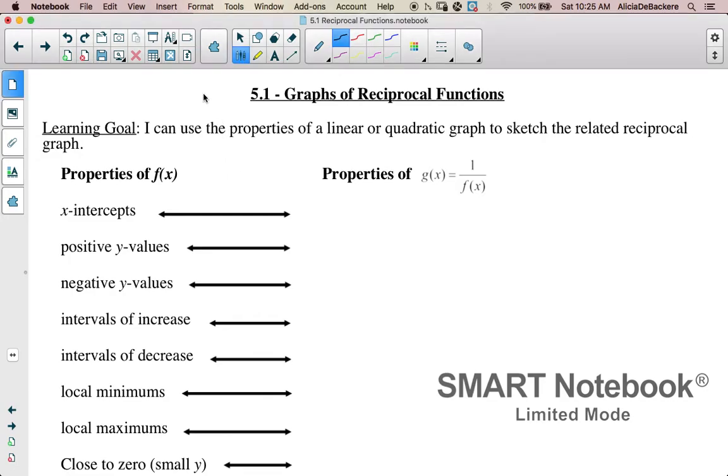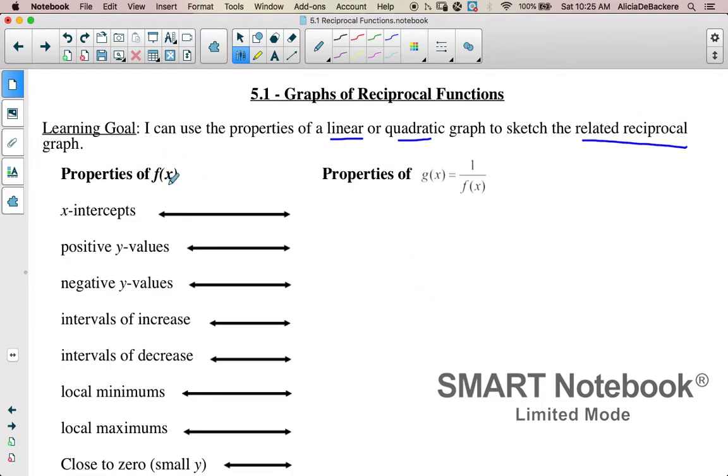All right, welcome to lesson 5.1, graphs of reciprocal functions. So we just finished up the investigation, and if you didn't watch that video, make sure you go back and do that. For our learning goal here, we are still looking at properties of linear and quadratic functions, and we're sketching the related reciprocal of those graphs.